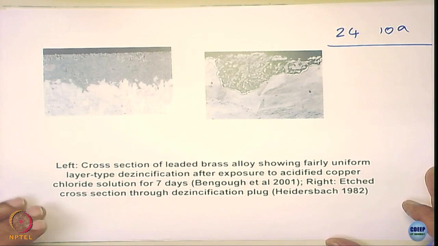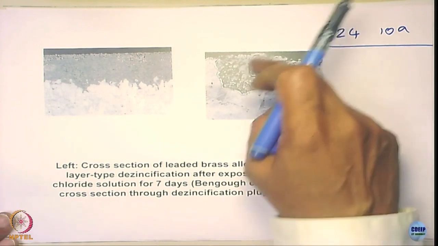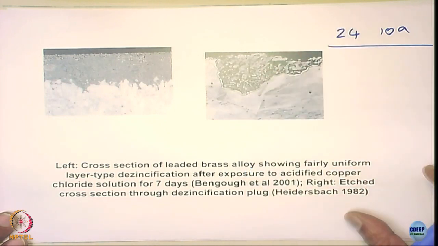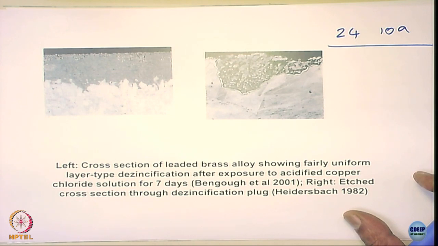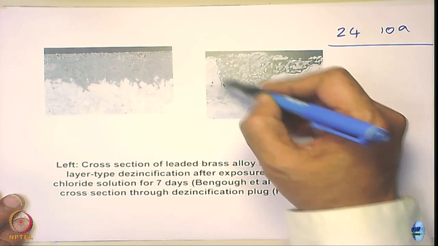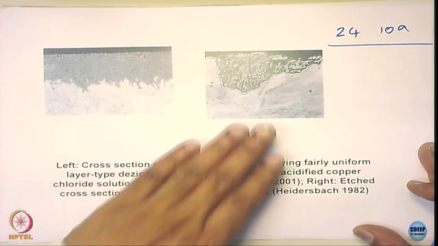It depends upon the alloy, it depends upon the environment. You can have a plug type, or a layer type. So if I remove zinc from brass, what will happen to strength? It will reduce, because that is what is giving strength. And in this case, it not only reduces strength, it also brings stress concentration at this kind of pits here. So, this is the other kind of problem.